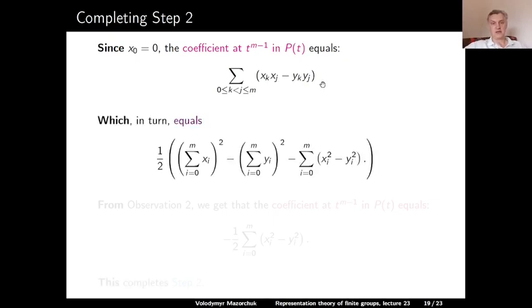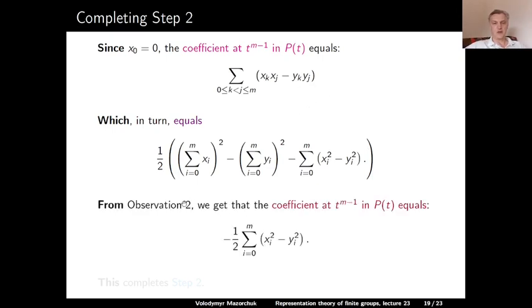And this, in turn, equals 1/2 of the following expression, the sum of all xi square minus the sum of all yi square minus the sum over all i of xi square minus yi square. So if we open these two brackets, we will get the sum of squares of all xi's, the sum of squares of all yi's, and then there are double products. And when we take 1/2, we will get exactly this expression.